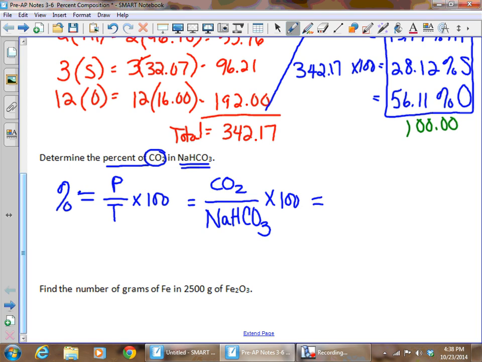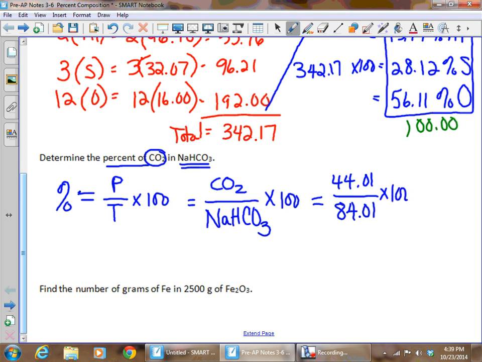When we add up one carbon and two oxygens, we get 44.01 for CO2. For our NaHCO3, if we add up one sodium, one hydrogen, one carbon, and three oxygens, we get 84.01 grams per mole. Again, I'm leaving out the units. They're going to cancel in the end anyway. It's your one chance to leave out units in the middle of the problem.